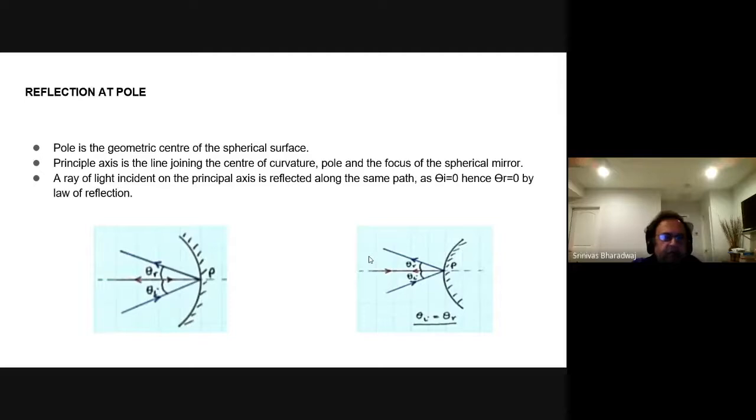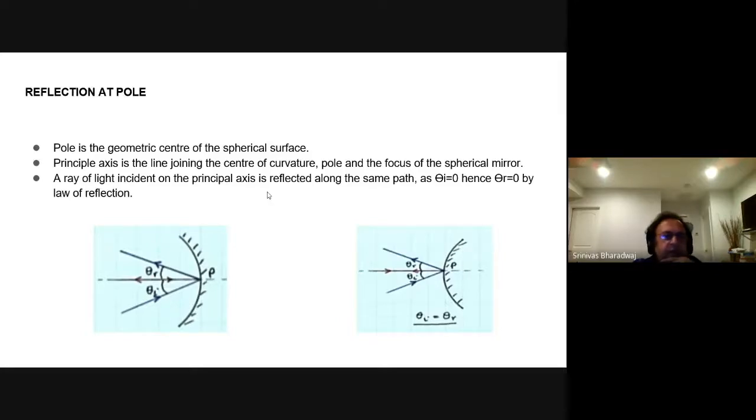That is entirely based on the distances with respect to each other, right? V by U, we already discussed, is the magnification, and V by U will give you the ratio of V and the ratio of U. How close it is to the mirror, how far it is from the mirror, will give you the corresponding results. 1 by V plus 1 by U equals 1 by F, right? So whether it's virtual or real, etc., they will change with respect to the sign.